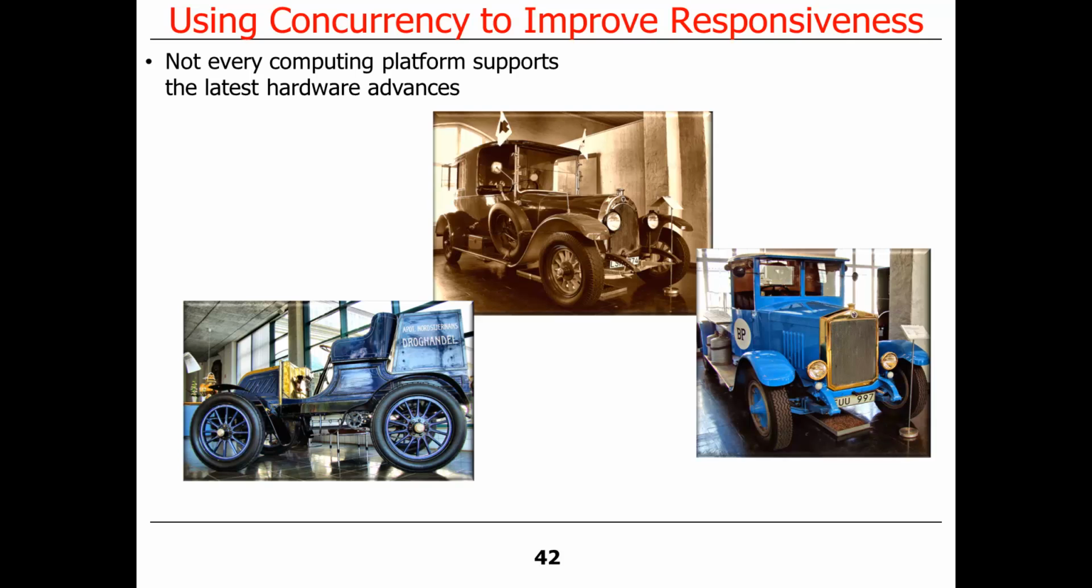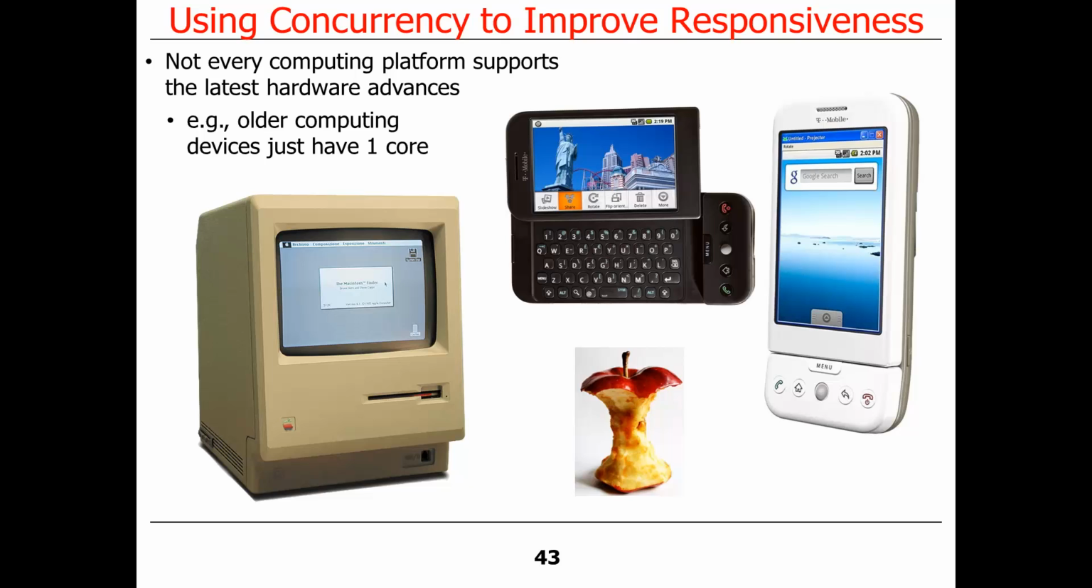One reason we have to think about responsiveness is that not every computing platform actually supports the latest and greatest hardware. So you might have some computing platforms that only have a single core. What a horrible, tragic thing that would be, right, if you had to be stuck with one of these old computing platforms like that.